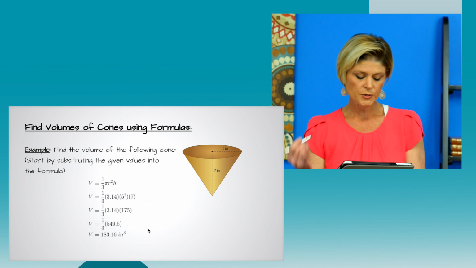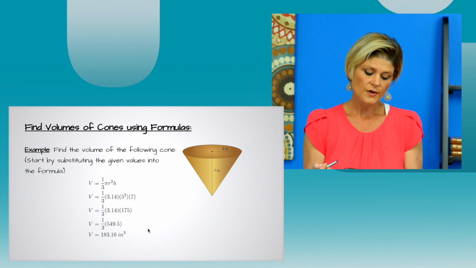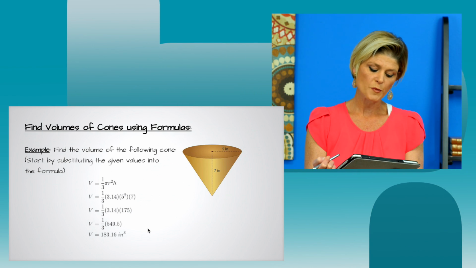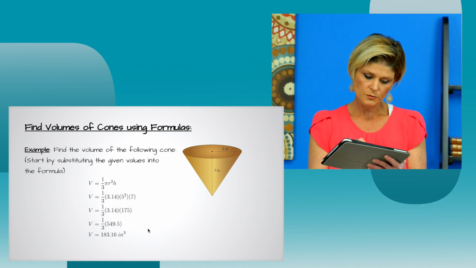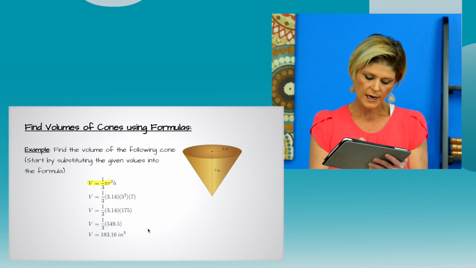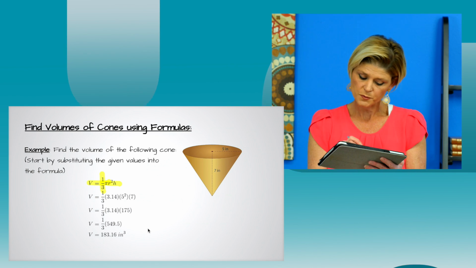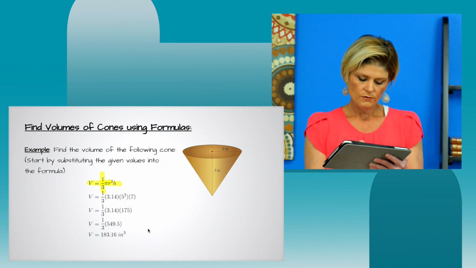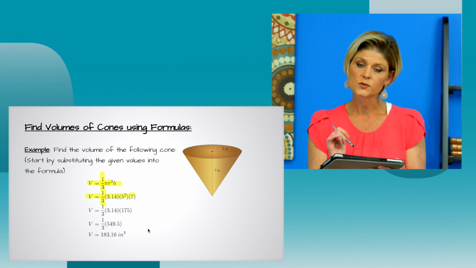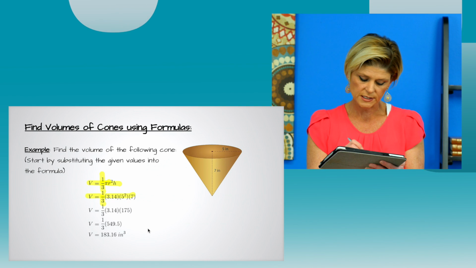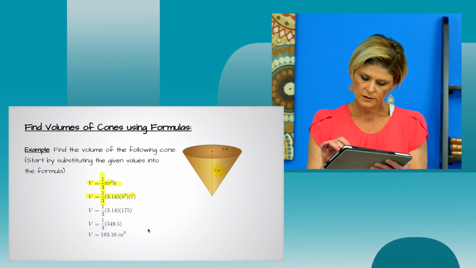So the example says find the volume of the cone. Find the volume of the following cone, and we're going to start by substituting the given values into the formula. So volume equals 1/3 pi r squared h. We just plug all the numbers in and go. Equals 1/3 times 3.14 times 5 squared times 7. There's our numbers plugged in. You can see them over here.